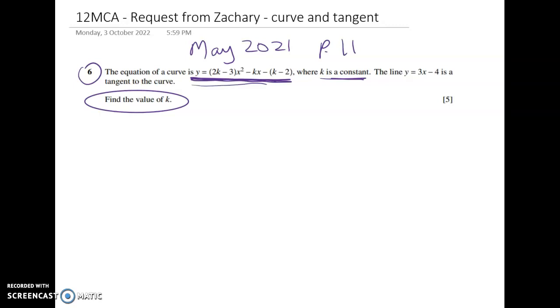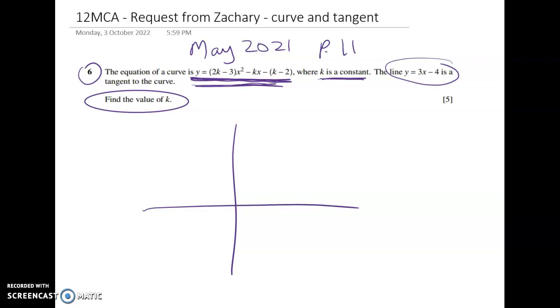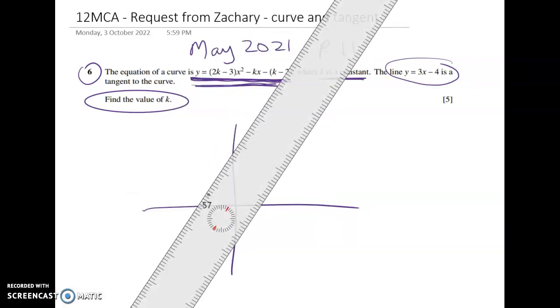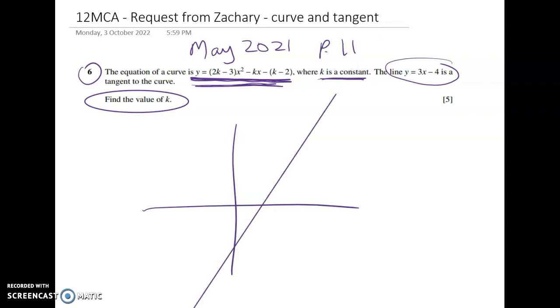So we've got this first curve, and we know that k is some constant, and we're told that this line here, y equals 3x minus 4, is a tangent to the curve. So we can draw roughly, but reasonably decently, y equals 3x minus 4, and there it is there. And we know that that line is a tangent to the curve. So we could have a few different situations. We don't know where it's a tangent to the curve, that's the entire point, but it could go like that. We could have a tangency situation here, or it could be an upside down parabola, and we could have something like that.